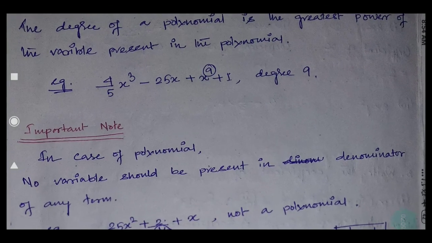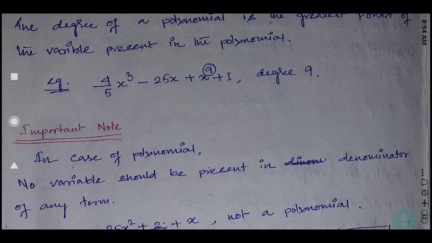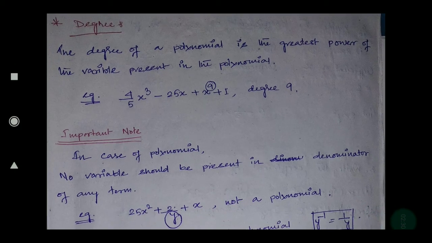In this example C, 4 by 5 x cube minus 25x plus x power 9 plus 1, the degree will be 9. Because in all the terms, the maximum power of a variable is x power 9. So the degree of the polynomial will be 9.